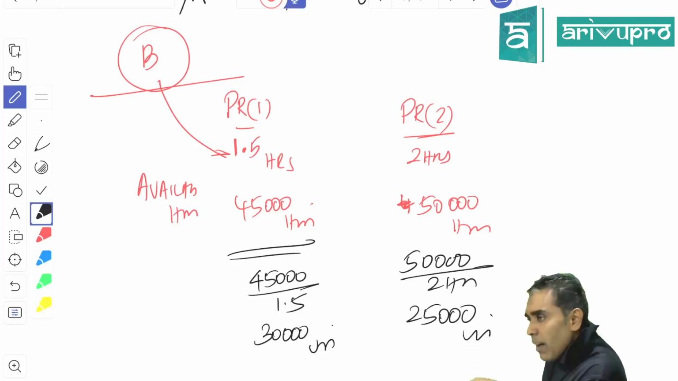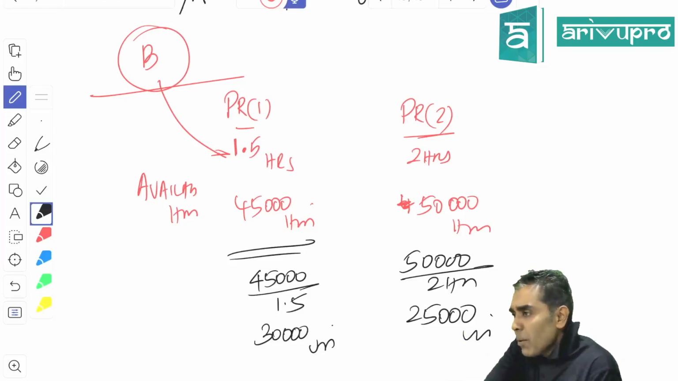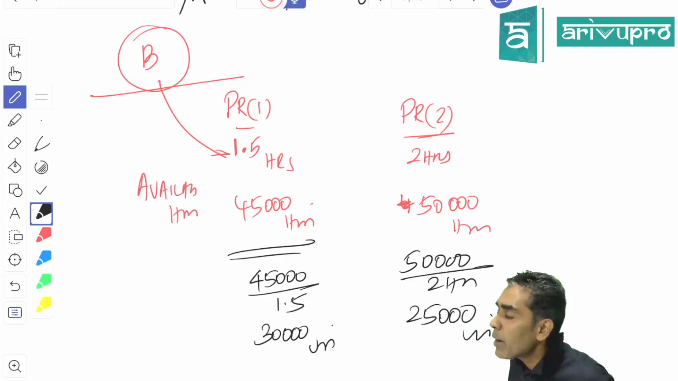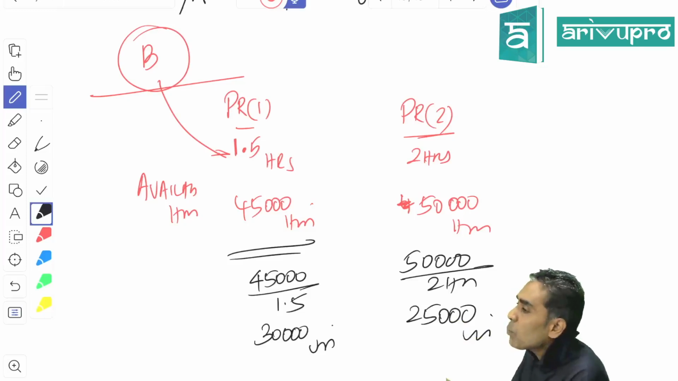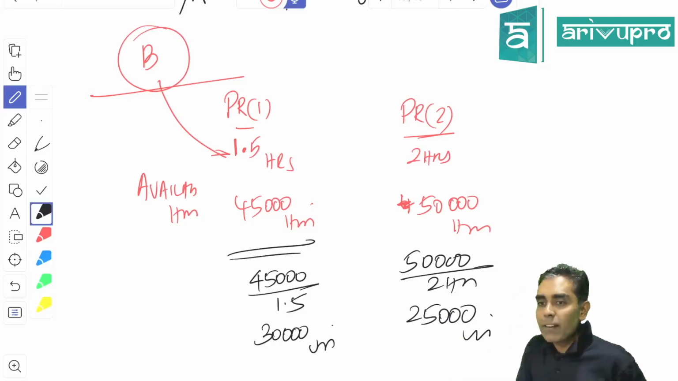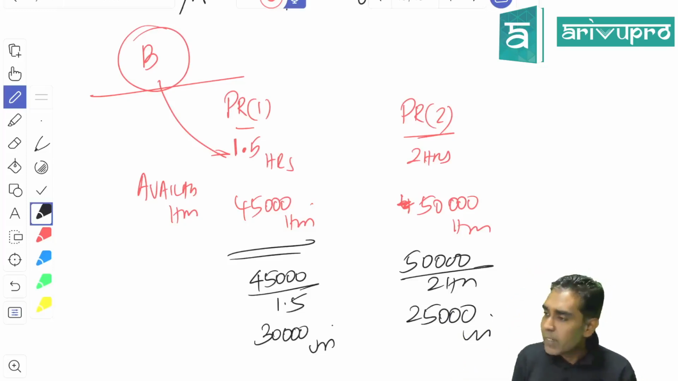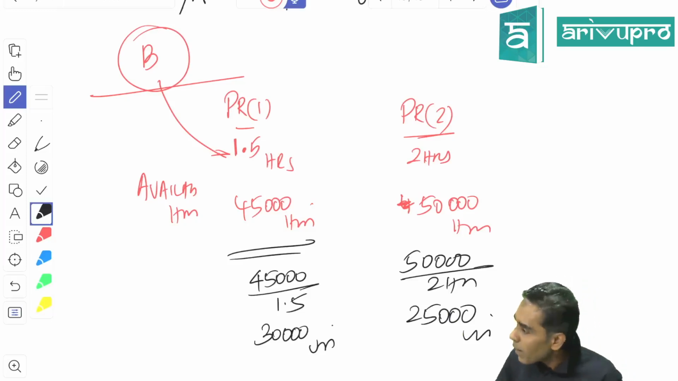50,000. When this product comes to my process, it will take about 2 hours. My process gives an output of only 25,000 units. What is the process which is giving you the lowest output? What is the process which is blocking your production process? Process 2, that is the limiting factor. Is that understandable? A different angle the examiner will test you.